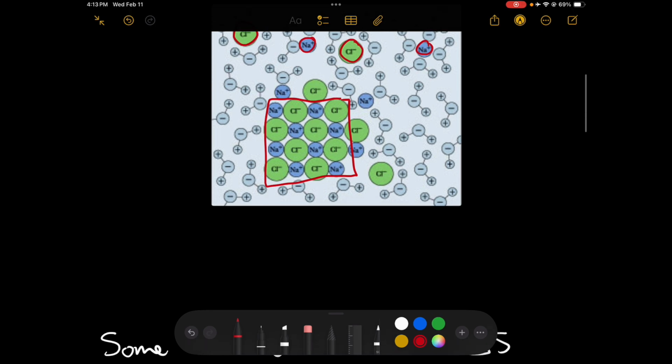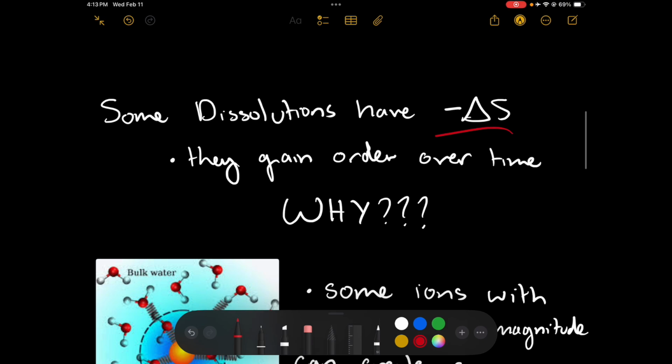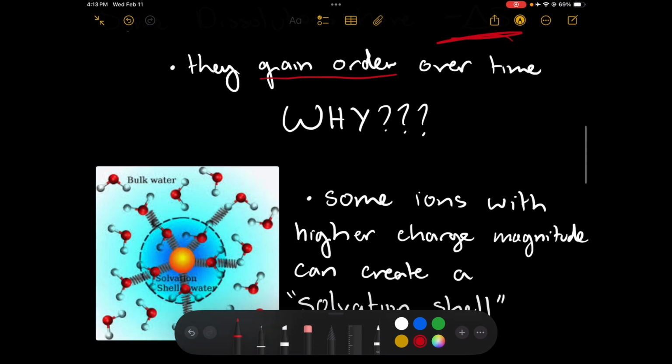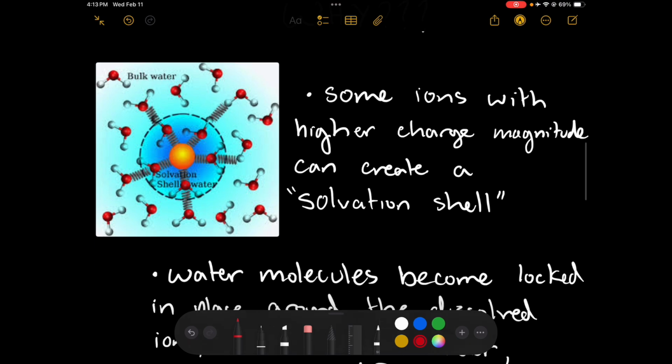But that's not every single instance. Some dissolutions actually have a negative delta S value, meaning they're gaining order over time or losing disorder over time, which at first glance doesn't seem like it makes sense because when you dissolve something, you are naturally breaking it up. One thing is becoming 2 or 3 or 4 or however many dissolved ions. So how then could a dissolution have a negative delta S? And it's because sometimes the dissolved solute can actually force order on the solvent or the water that it is dissolving in. And so if we look at this picture over here, we can kind of see what's happening.